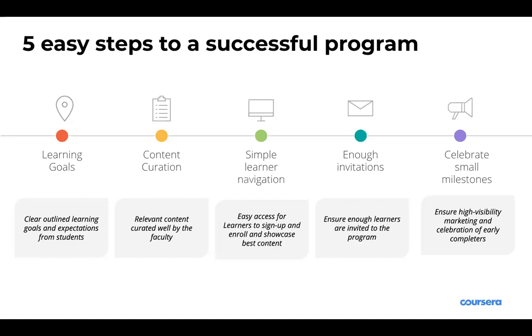The fourth step, which is again extremely important, is ensuring that you send out enough invitations. Based on our experience of working with multiple universities and colleges, our guidance is that you should send out at least 1x to 1.5x of the total number of licenses that you've been allocated. So for example, if you've been allocated 5,000 licenses, you should send out at least 5,000 to 7,500 invitation emails.